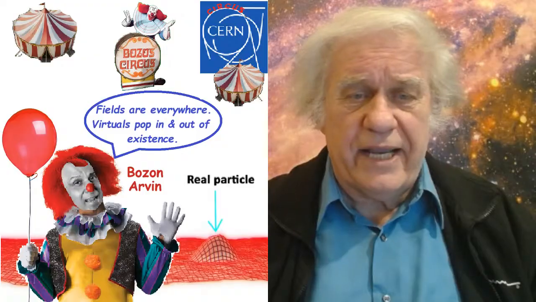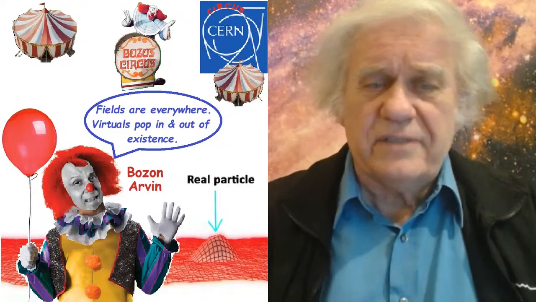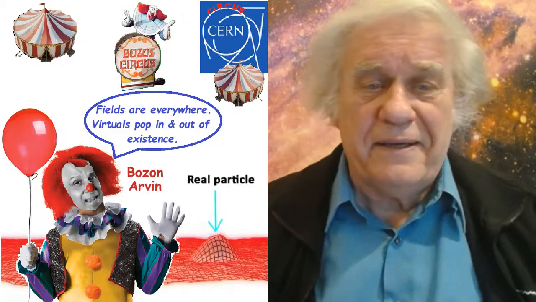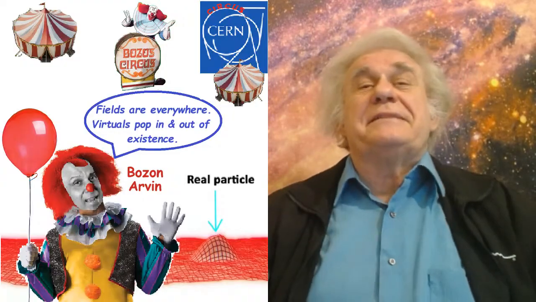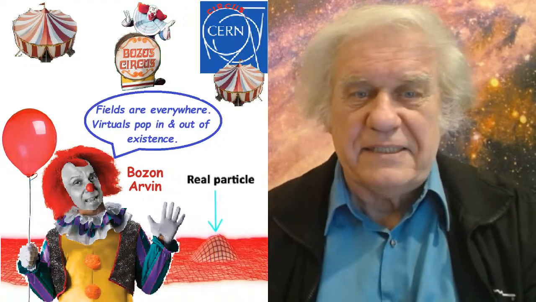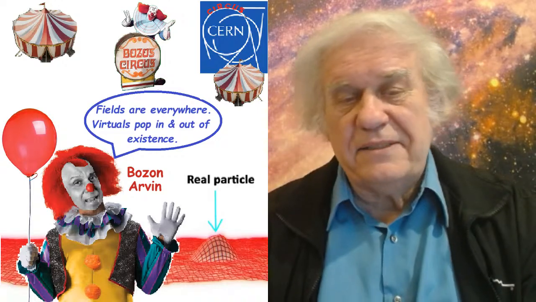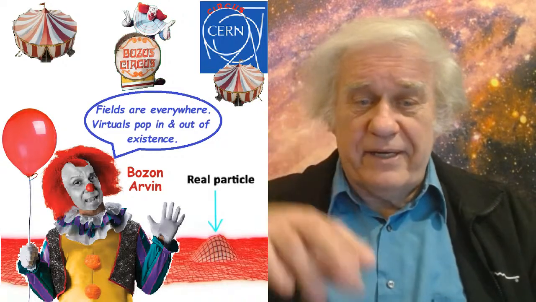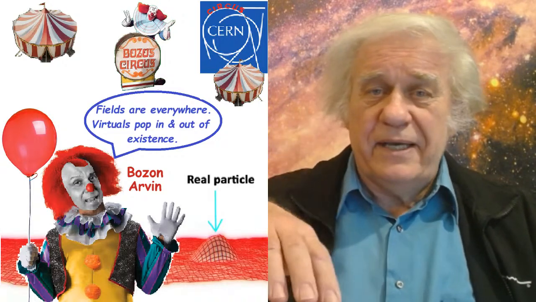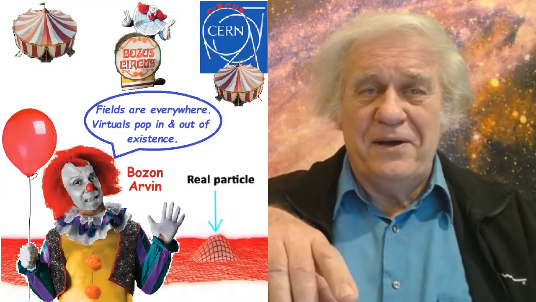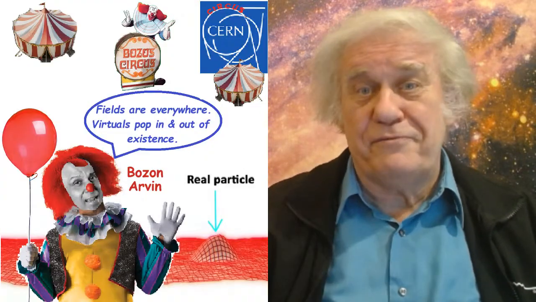And here's another bozo. His name is Arvin Ash. And this clown says fields are everywhere, okay? Virtuals pop in and out of existence. Yeah, by what mechanism? Please explain. And so he has a field that vibrates and a little bump comes up. And he says, that's a real particle. Okay, what's the fake particle? Those are the virtual ones.